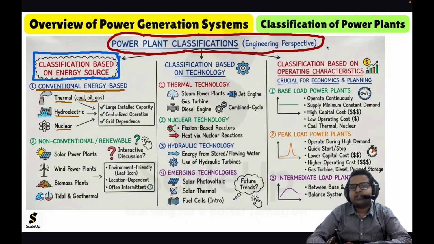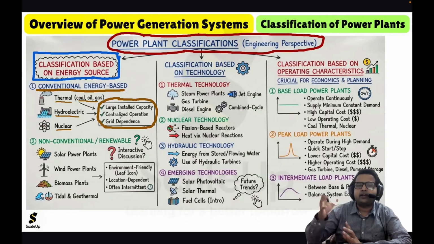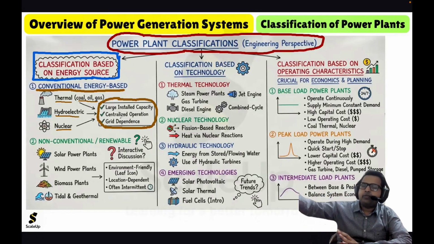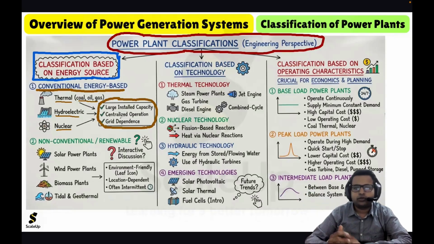Now, conventional energy based power plants follow certain properties. They have very large installed capacity, meaning they can generate huge power. They have centralized operation, and they are dependent on the grid. So the idea is that conventional energy based power plants are centralized and grid based, so we have to distribute over long distances. They are huge, they are centralized, and they're grid dependent.